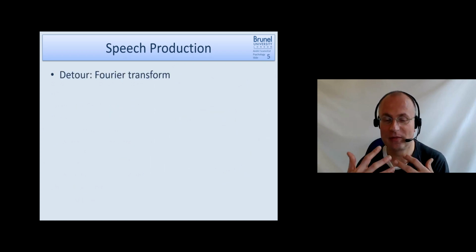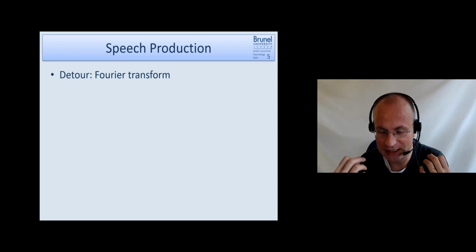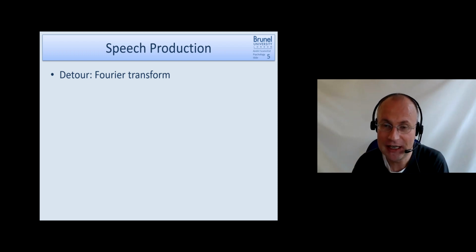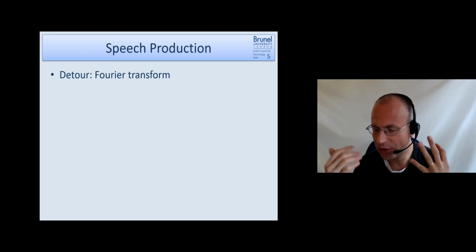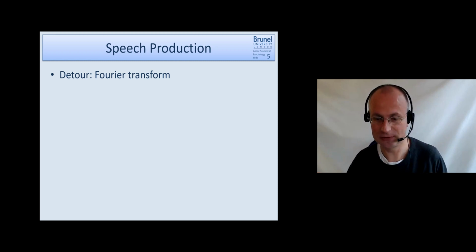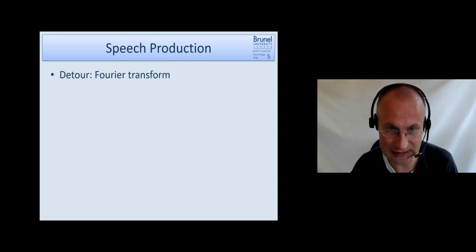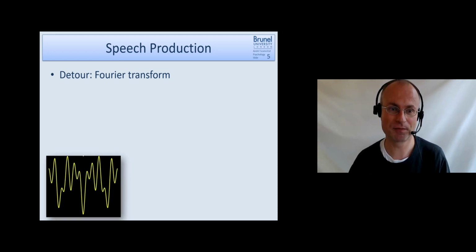To describe the acoustical signal, something which is called a spectrogram is often used, and to understand a spectrogram I would like to have a brief detour to explain what a Fourier transformation is, because that's the basis for a spectrogram. If you don't fully understand this, what we are doing now, don't worry. It's not relevant for any assessment, and it's not directly linked to cognitive psychology as such.